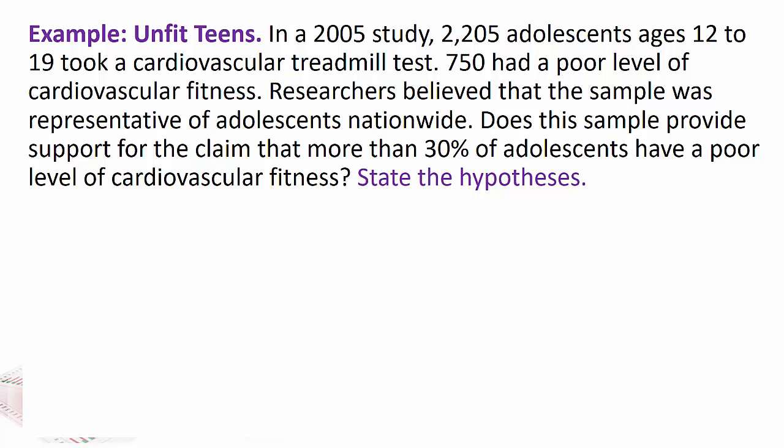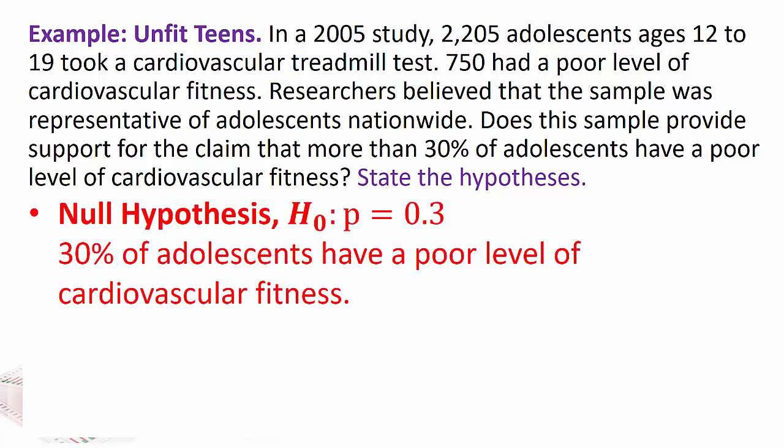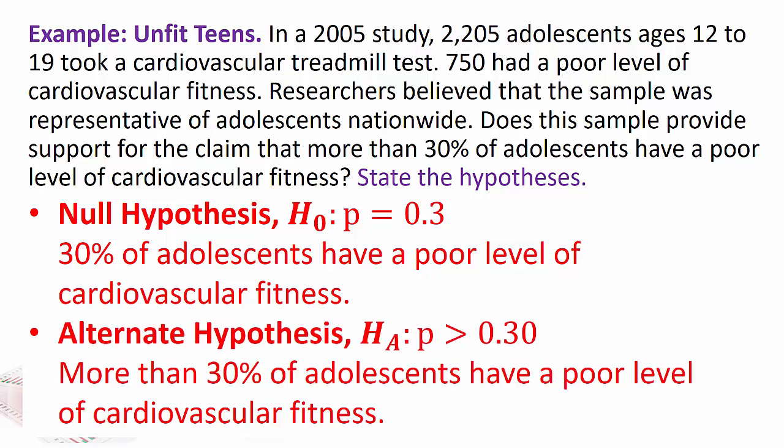So the null hypothesis is it's the same as the 30% we were assuming. So 30% have a poor level of cardiovascular fitness. They're trying to propose as an alternative that the percentage is actually higher. So our alternative hypothesis is HA: p > 0.30, or more than 30% of adolescents have a poor level of cardiovascular fitness.